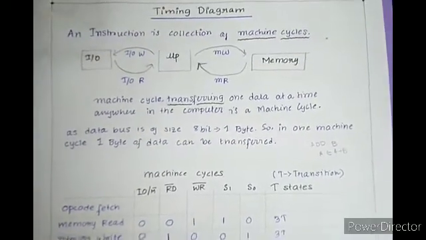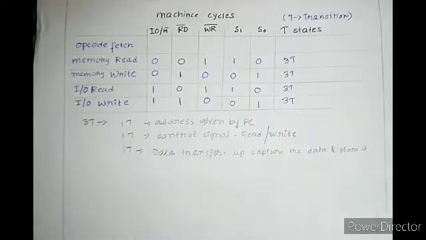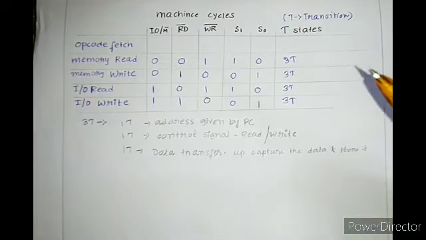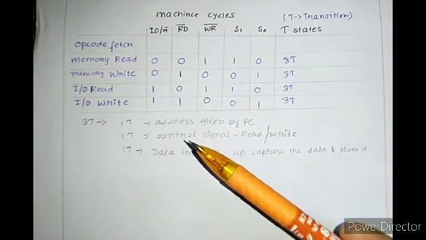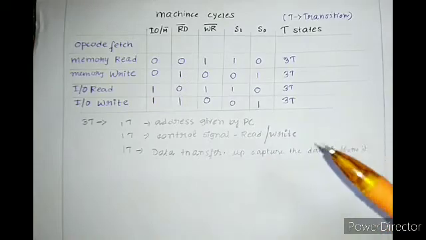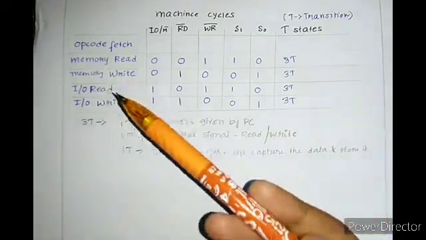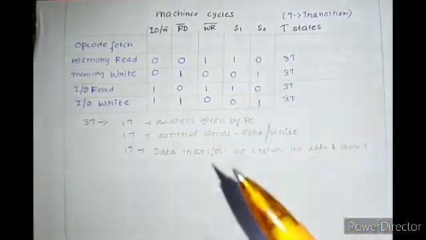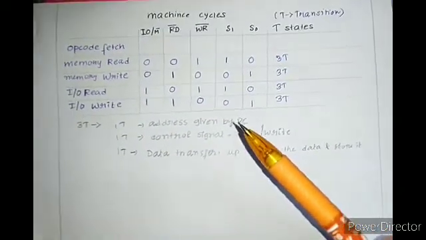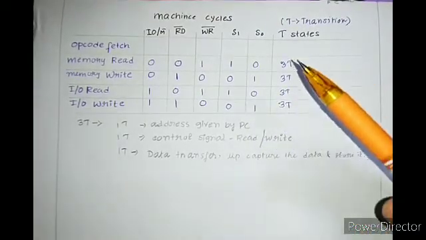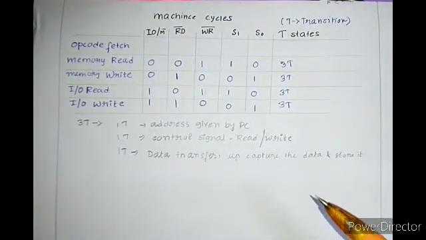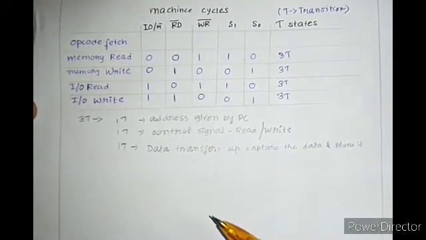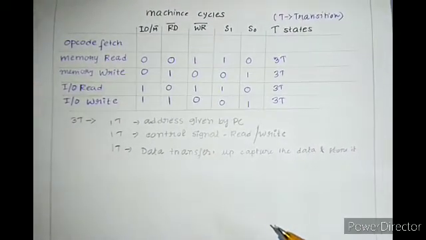So let's get started. Here is a chart that specifies how a signal is going to work according to the machine cycles. So IO/M bar, RD bar, all these five you know them. I've already discussed them in my architecture video. The new term here is T states. Actually, this is also not a new term if you are a student in computer science or electronics.